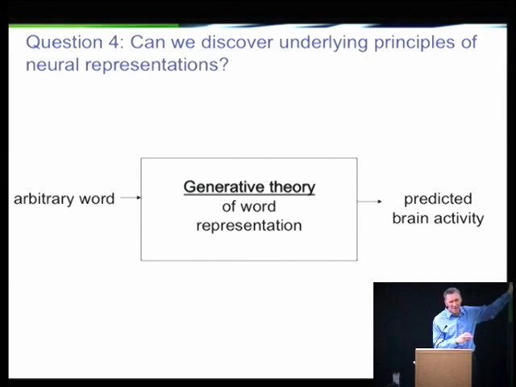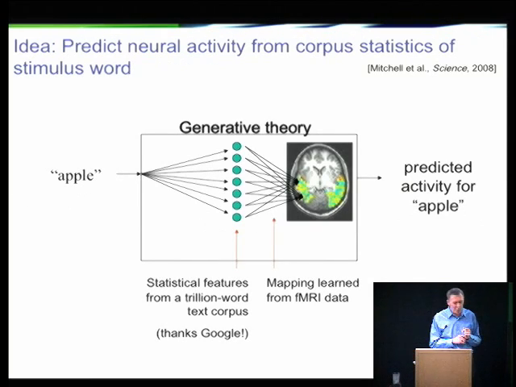So we thought about this for actually years. We were kind of bogged down in this. And the way you get bogged down in this is you notice, well, if I give you a brand new word about which you don't know anything, like apple, then how are you going to have a computer model that predicts fMRI activation if you don't have a way to represent the meaning of apple to begin with? So the way we got unbogged was we noticed that we could use statistical properties of the word in very large text corpora.